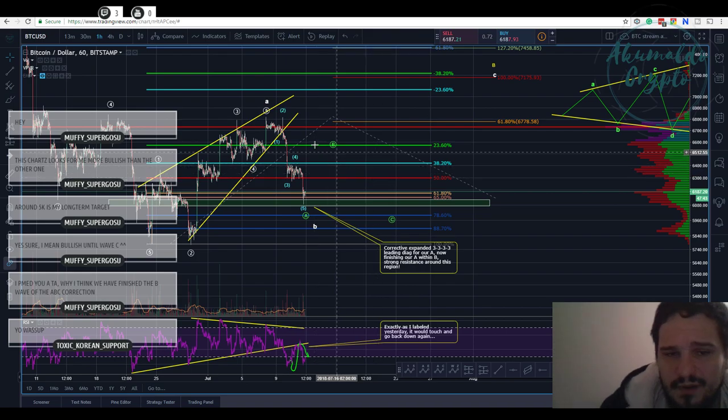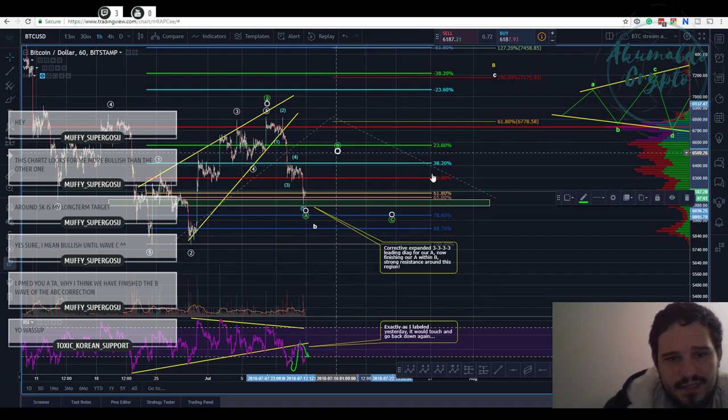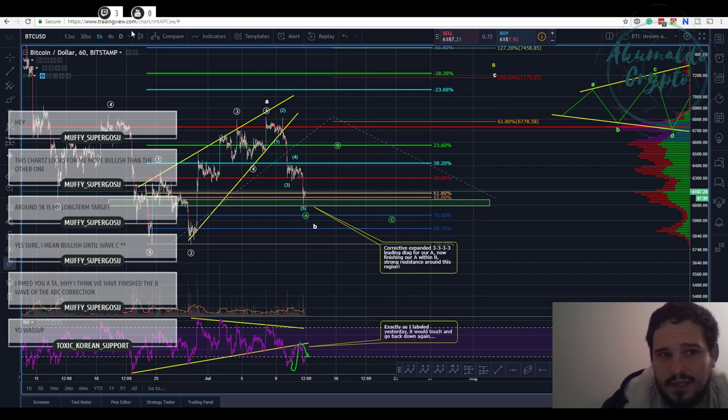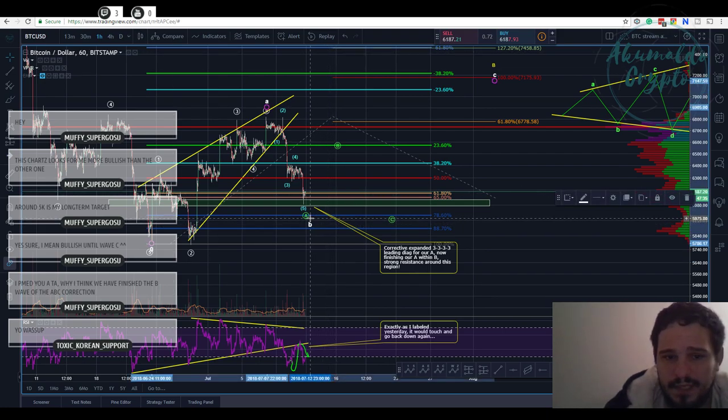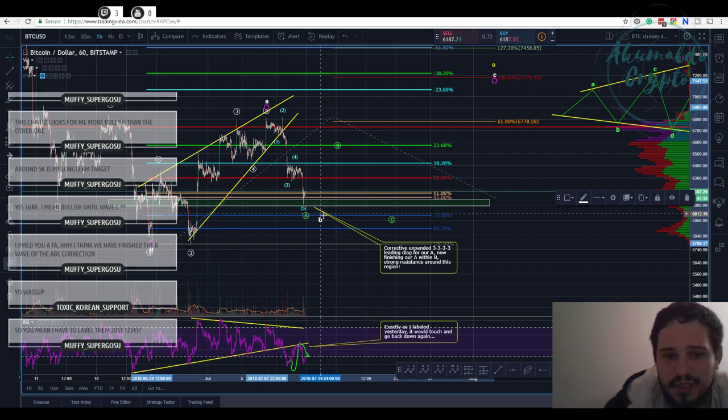So as I was showing you guys, this is what I think for Bitcoin. Okay, this. We will need to finish this B here, but in order to finish this B here, we need to put the B and the C.